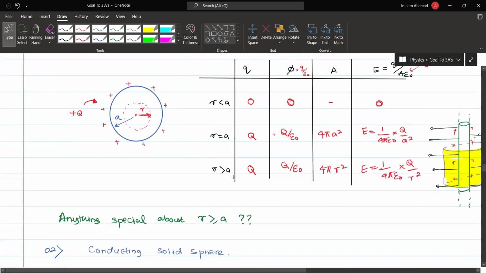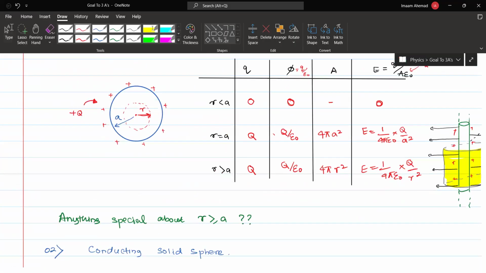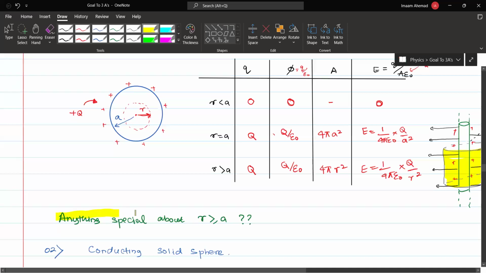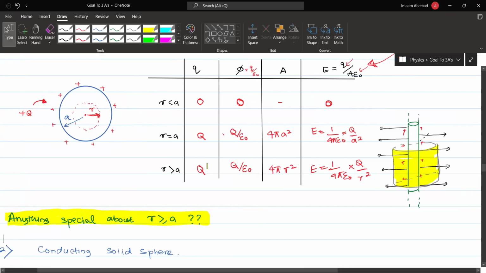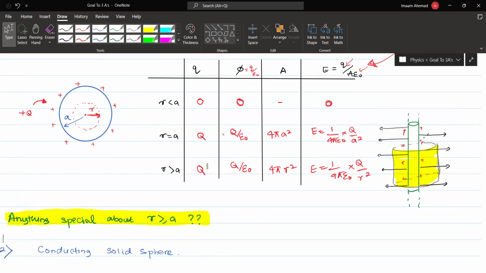Now, is there anything special about R is greater than A? Is there anything special about R is equal or greater than A? What do you all say?